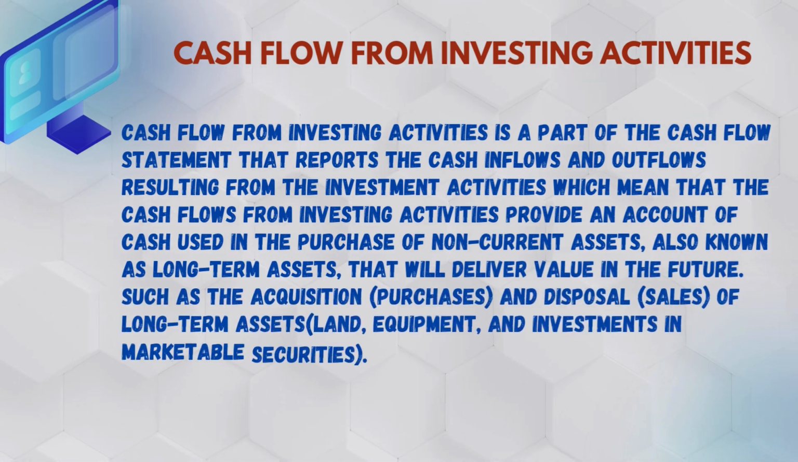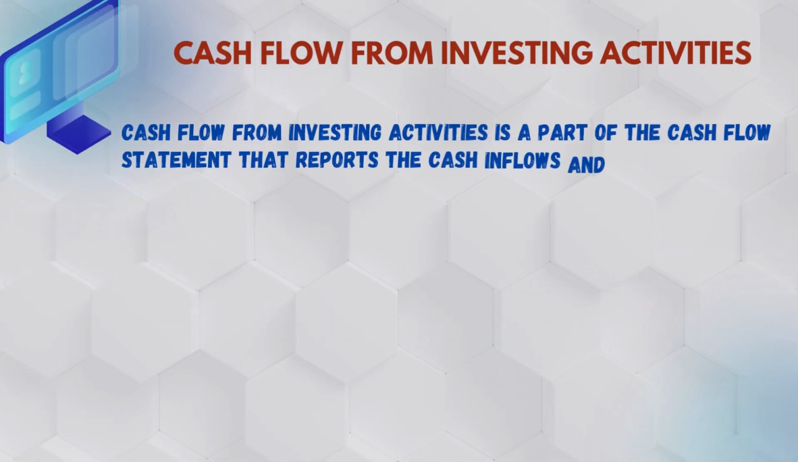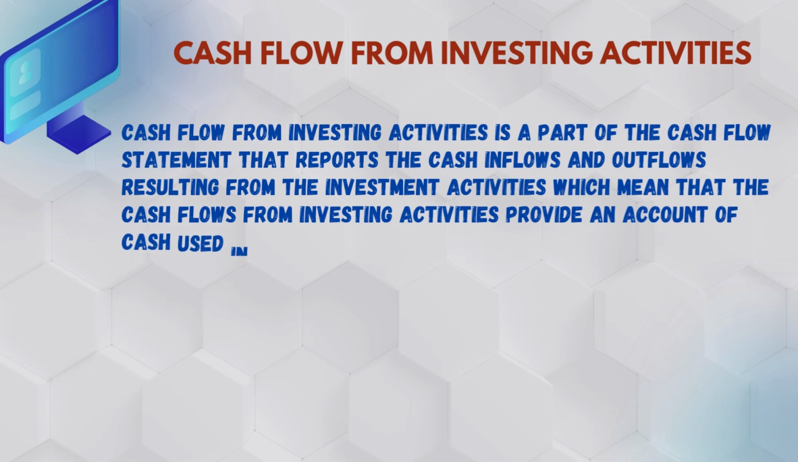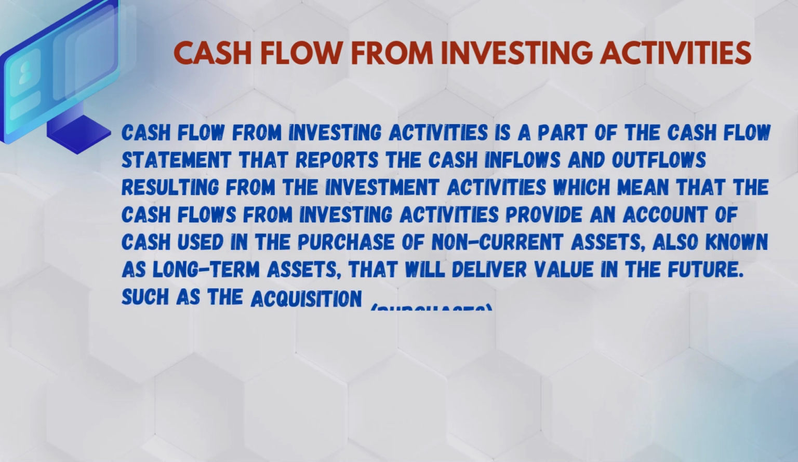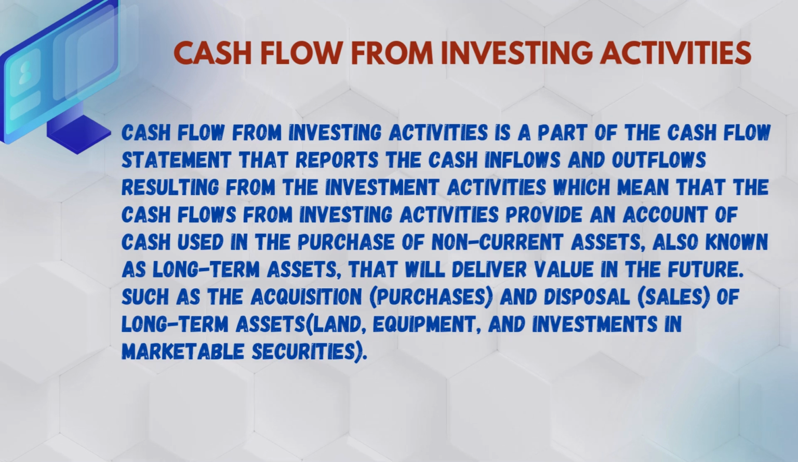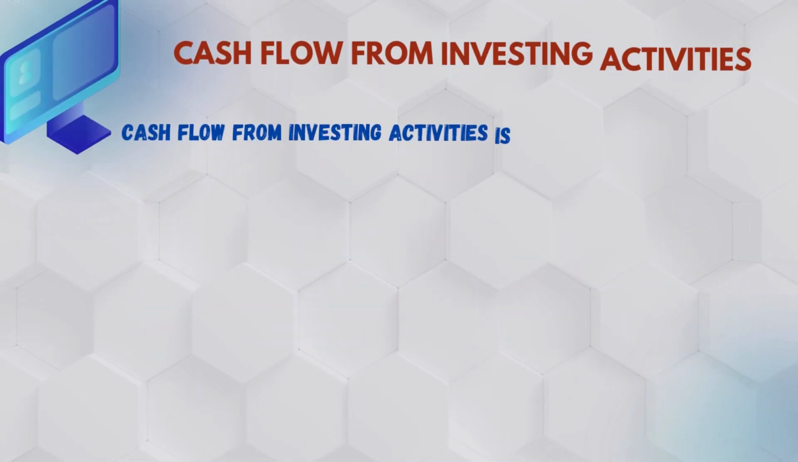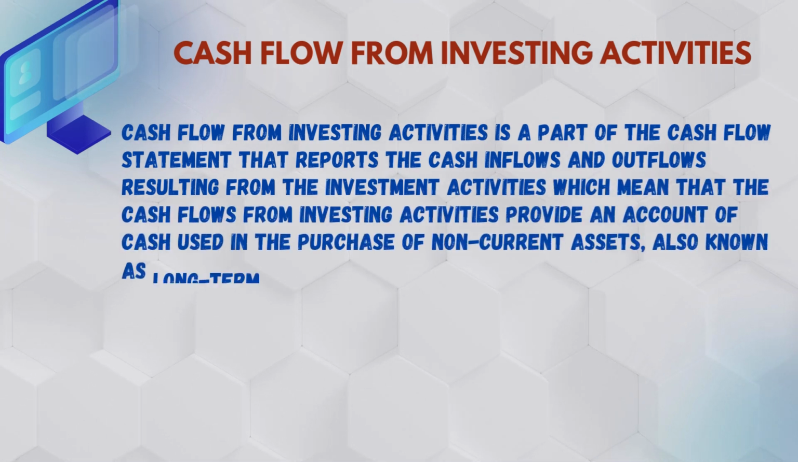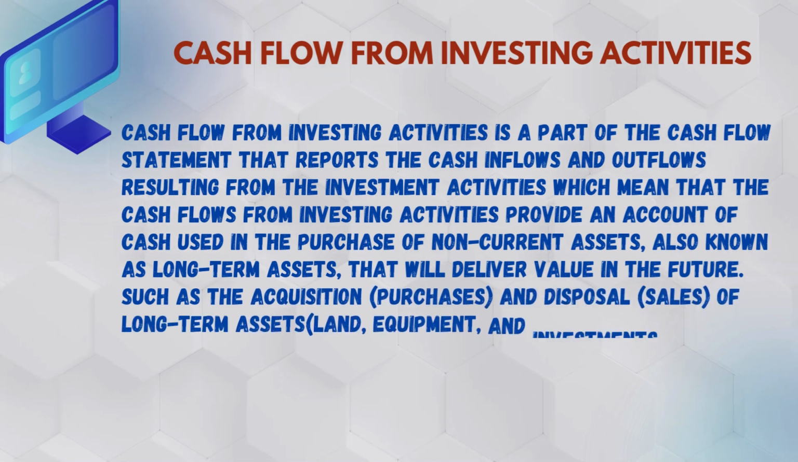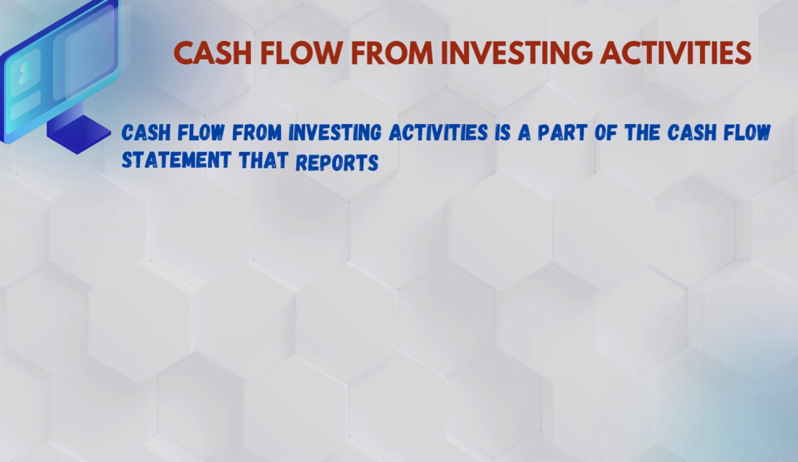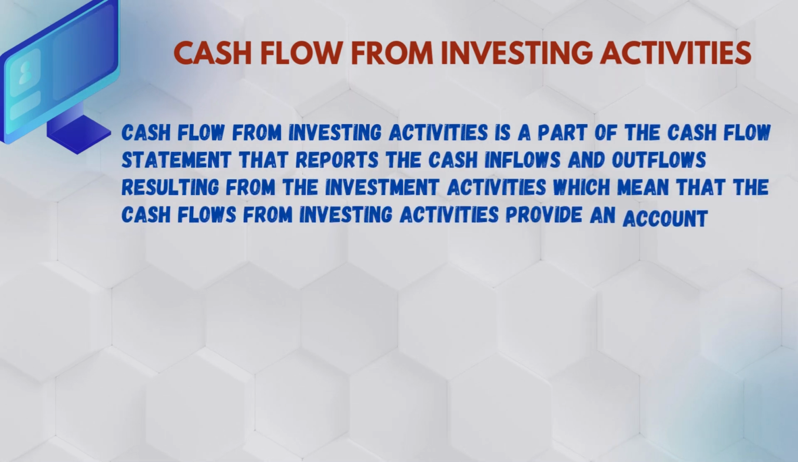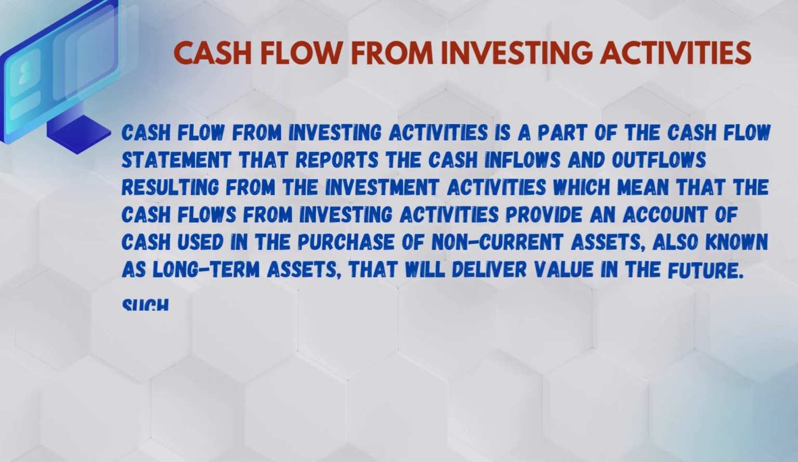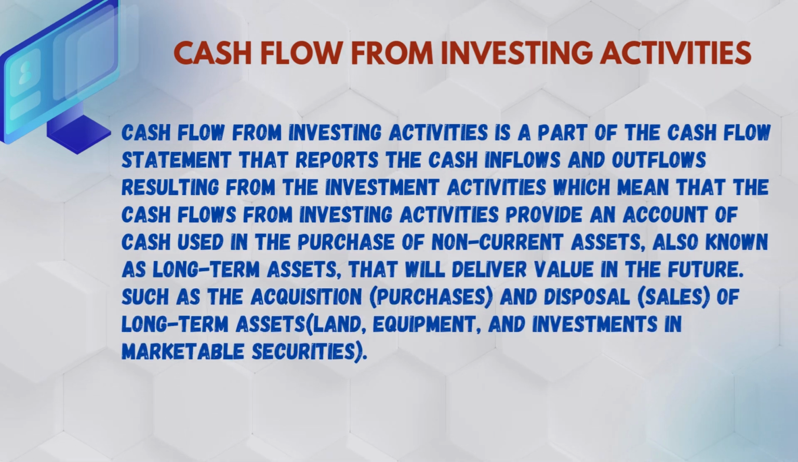The second section or component of the cash flow statement is investing activities. The cash flow from investing activities is a part of the cash flow statement that reports the cash flow in and out resulting from investment activities, which means that it provides an account of cash used in the purchase of non-current assets that will deliver value in the future, such as the acquisition and sales of long-term assets like land, equipment, and so on.